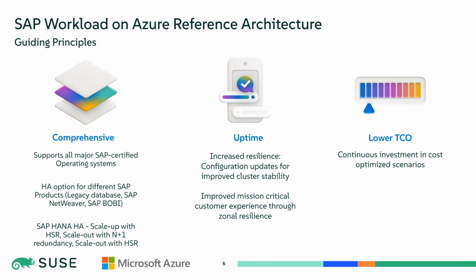We basically work on optimizing configuration and introduce simpler setups, something like SAP HANA SR NG or SAP Simple Mount, which we will be covering later in this session. And then the third guiding principle is lowering the TCO.